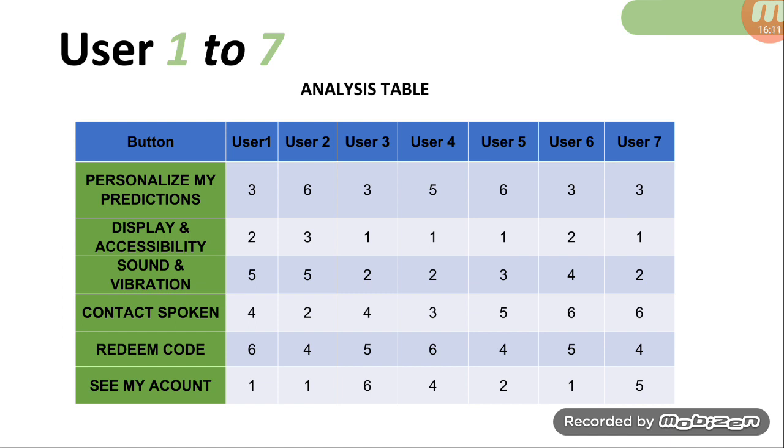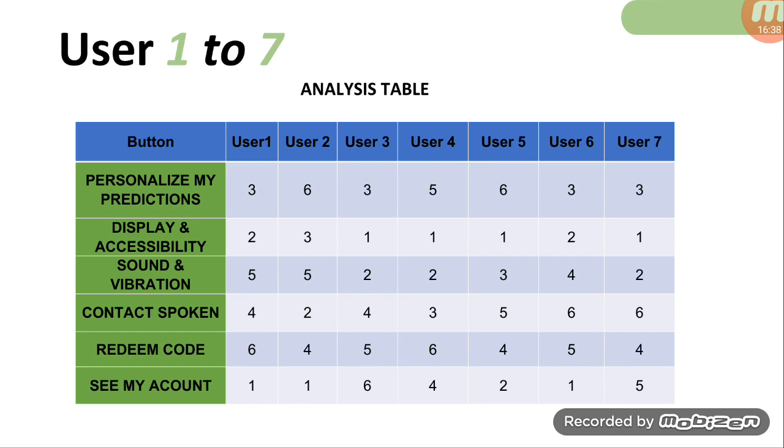The first user placed this button on second place. The second user placed it third, the third user on one, the fourth user also on one, the fifth user also on one, the sixth user on second, and the seventh user also on one.